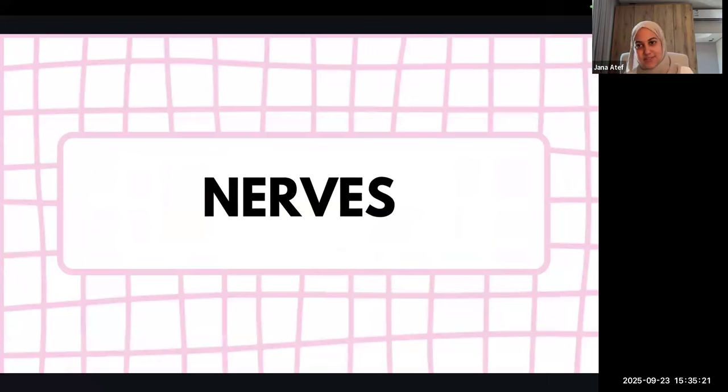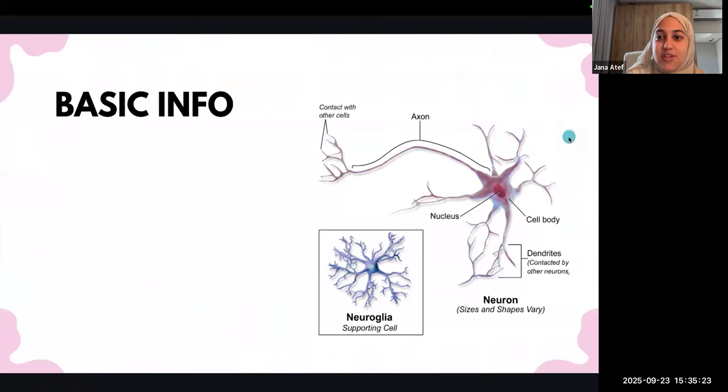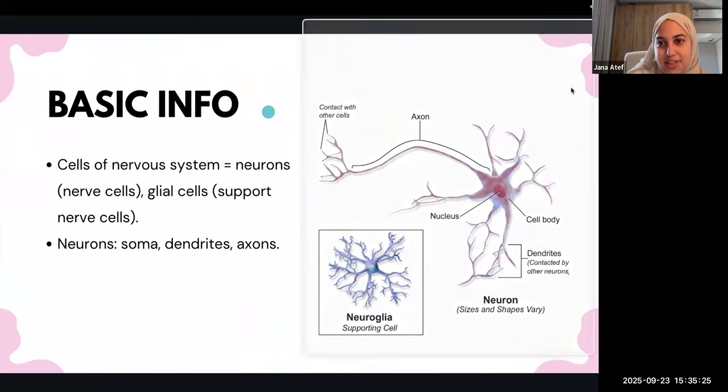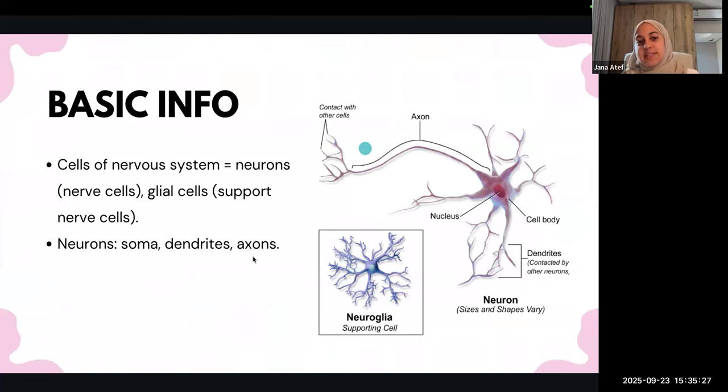Now we're gonna move on to the nerves. Okay, nerves are like the fancy ones. That's how I like to think about them. Okay, so some info that you need to know is that the cells of the nervous system, there are two kinds of cells, or two families of cells, we find in our entire nervous system. You guys already took a lecture about the nervous system. So there's the CNS and the PNS, right? The central and the peripheral, okay?